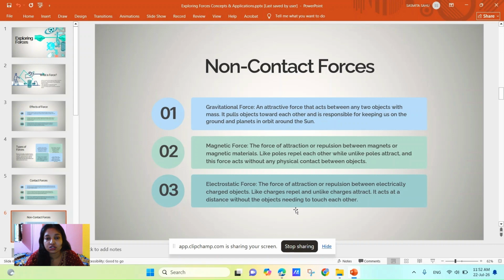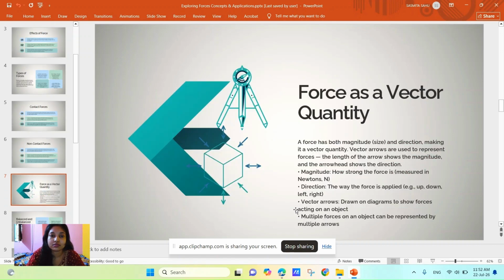Then the electrostatic force, the force of attraction or repulsion between electrically charged objects. Like charges repel and unlike charges attract. It acts at a distance without the objects needing to touch each other. So basically, electrostatic force is a force that happens due to positive and negative particles. Because positive and negative particles attract each other and they exert a force, that is electrostatic force.